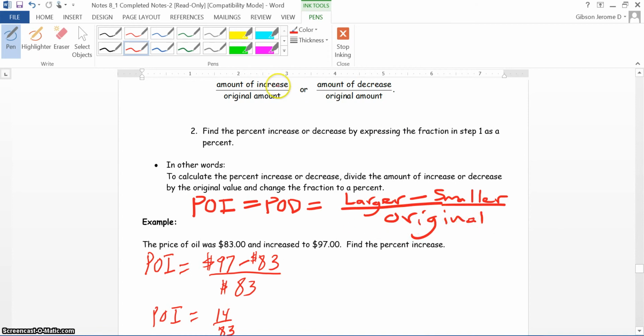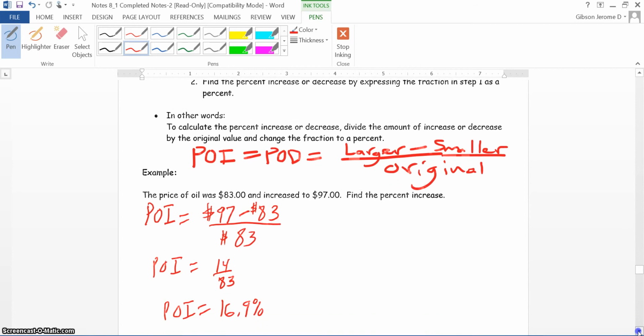And that's basically what this is saying here. It's the larger number minus the smaller number divided by the original number. So when we have these numbers in this example, it was $83 to start and it increased to $97. Find the percent of increase. So we take the larger number, which is $97, minus the smaller number, which is 83, and divide it by the original number, which was 83.